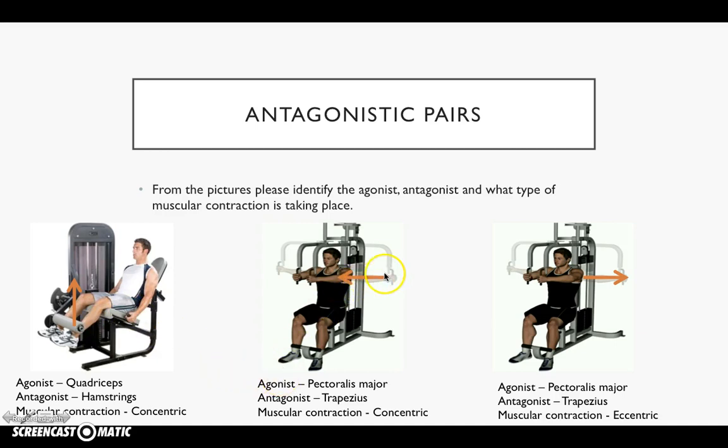Here, when we're doing this position to this position, it's the pectoralis major. The antagonist, i.e. the relaxed muscle opposite, is the trapezius, which is on our back. Muscular contraction, concentric. Now, when we are resisting gravity on the way back into this position, the agonist is still the pectoralis major. Antagonist is still the trapezius, the relaxing muscle. However, our contraction is now eccentric, i.e. the pecs are lengthening under tension.